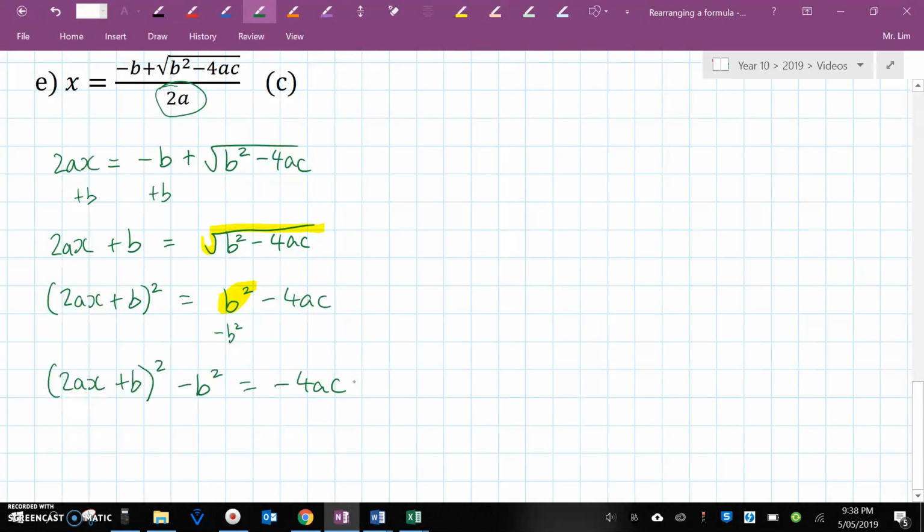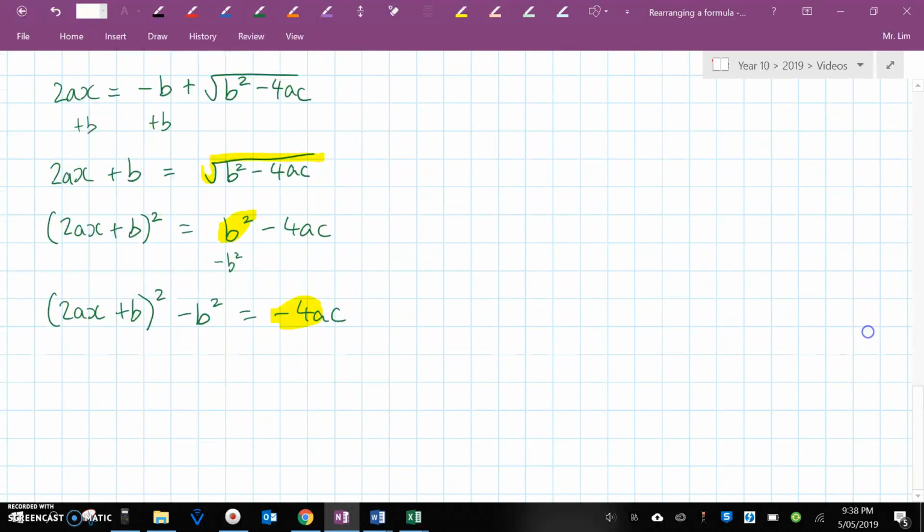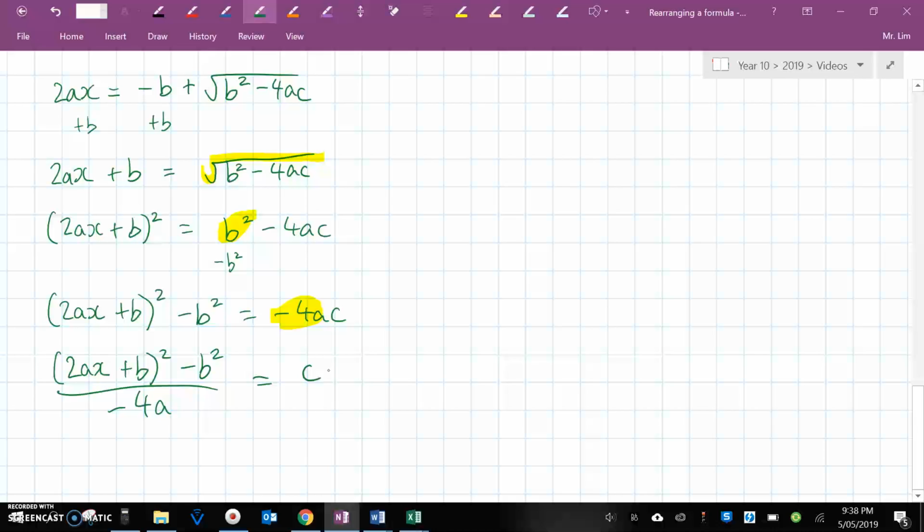And now I can get c by itself, because the question asked us to get c to be the subject of the equation, by getting rid of this minus 4a. This is saying minus 4a times c, so the opposite of times minus 4a is divided by minus 4a. So I'm going to divide this entire left-hand side by minus 4a, and that will get us c by itself. And that's it for this video.